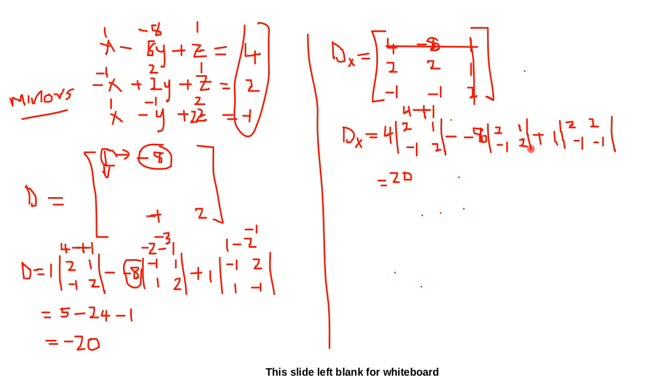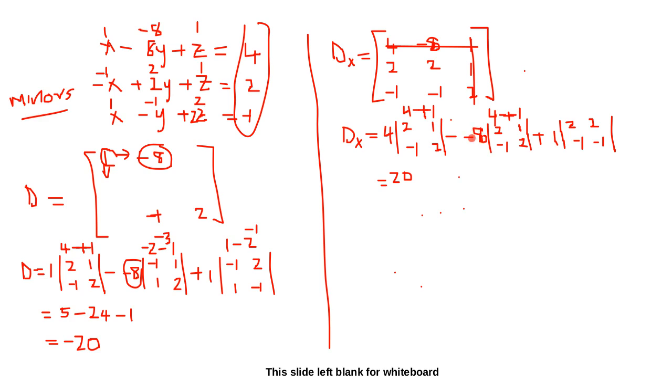Then we move on to this other one. 2 times 2, that is 4, minus negative 1 times 1. Negative 1 times 1, that will also be negative 1. It is by a coincidence that they are like that. So this 4 plus a minus and a minus becomes a plus. 4 plus 1 is 5.